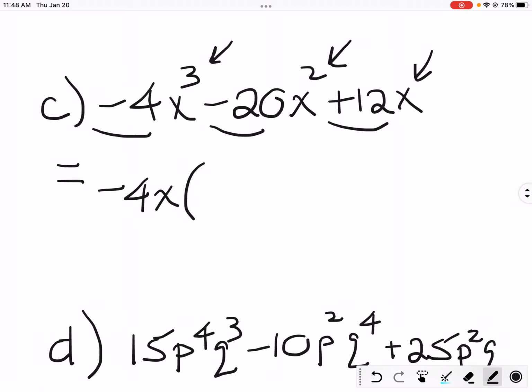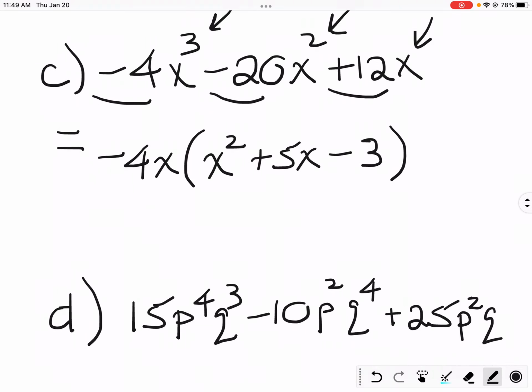Dividing the 3 terms by negative 4x, the first term would leave x squared. The second term would leave 5x. The negative 20 over negative 4 is positive 5, and x squared over x is just x. And 12x over negative 4x is simply negative 3. So there we have that one.